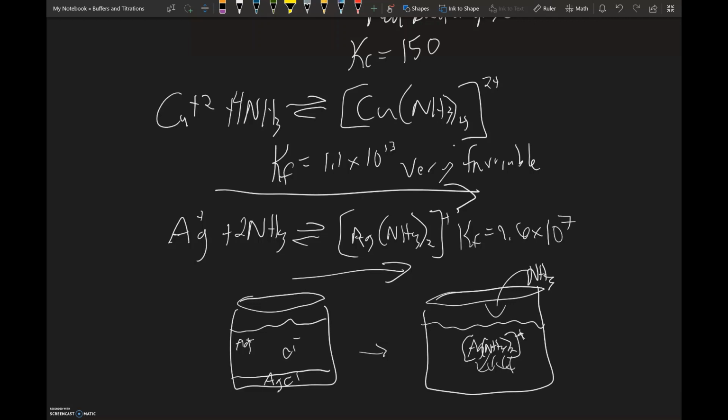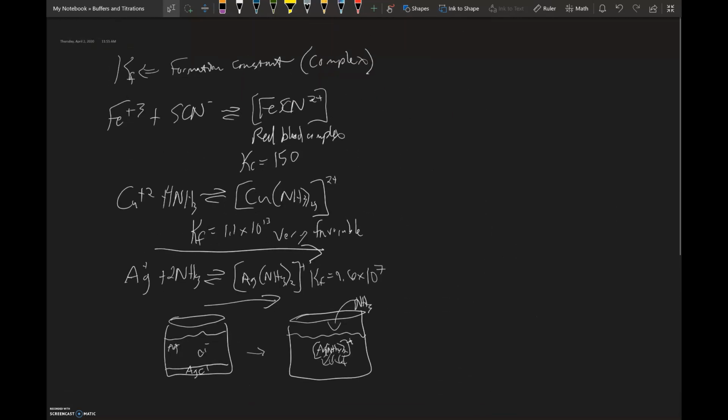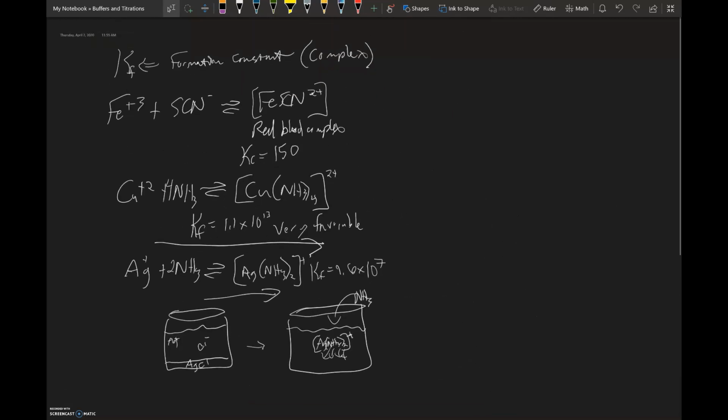As far as this concept that involves Ksp and Kf, this finalizes that part. If you guys have any questions or anything, just let me know. And again, all this information is also found in chapter 17 in your textbook. Thanks.